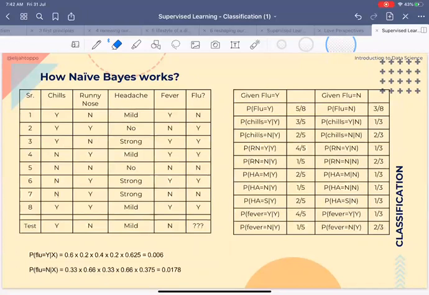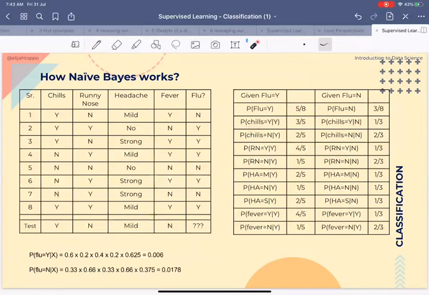So first question, what is the probability of having flu? You go to our 8 examples and count how many of them have flu. We have 1, 2, 3, 4, 5. Out of 8 examples, 5 have flu. So the probability of having flu is 5 by 8, and thereby the probability of not having flu is 3 by 8. So far, things are clear, right? Okay, excellent. Let's go to the next level now.